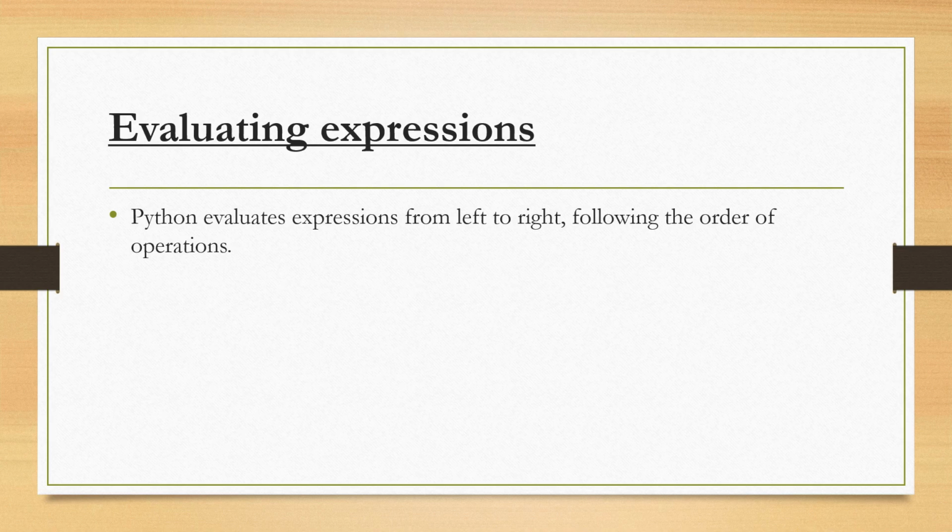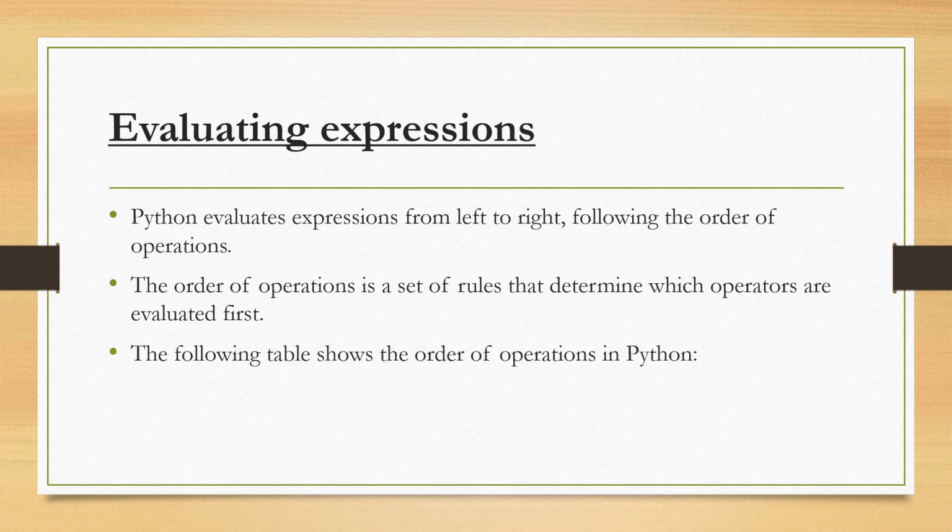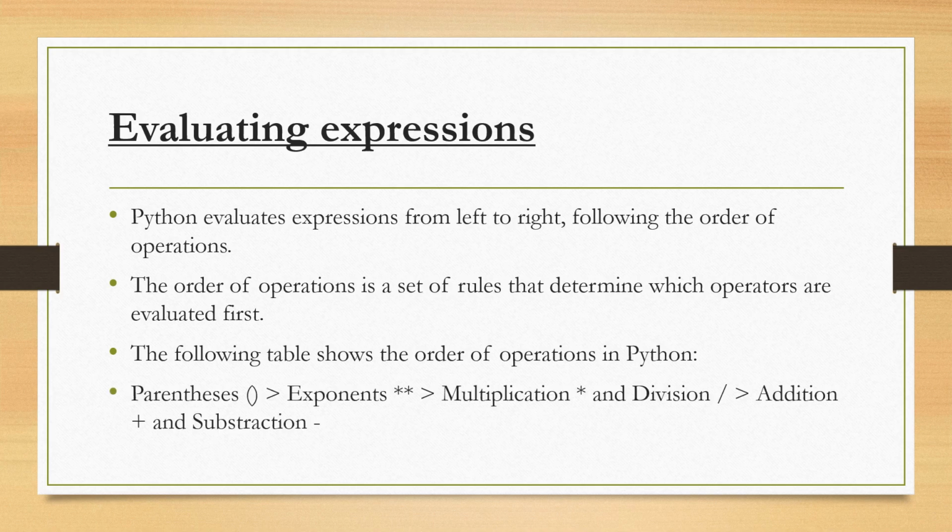Okay, so evaluating expressions. Python evaluates expressions from left to right, following the order of operations. The order of operations is a set of rules that determine which operators are evaluated first. The following table shows the order of operations in Python. Now you will understand this.